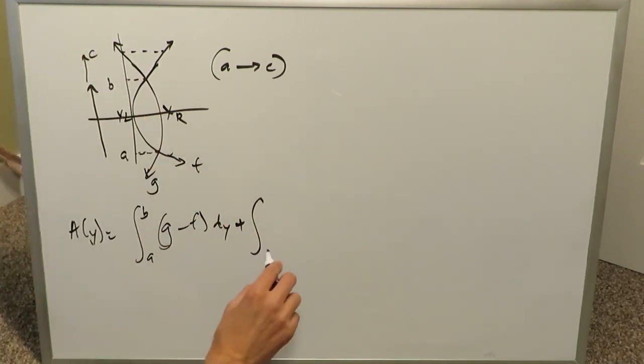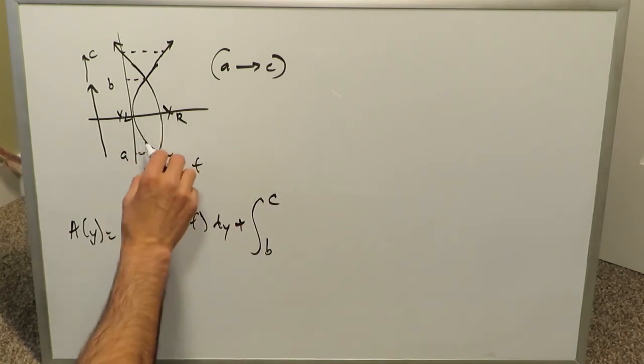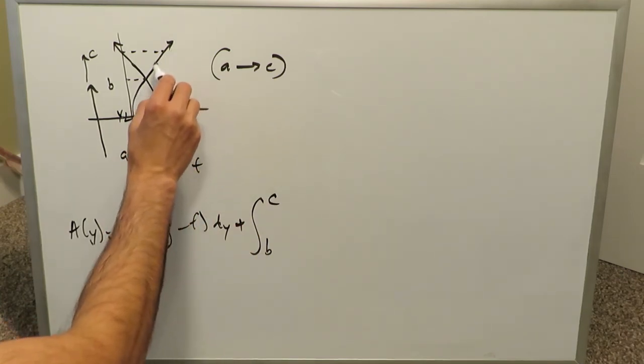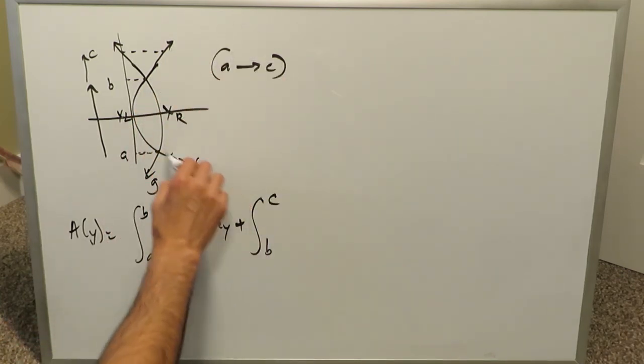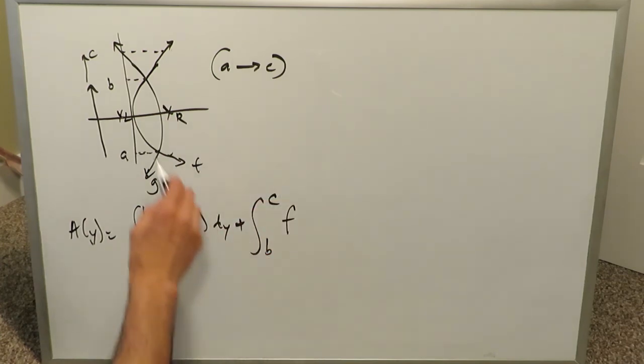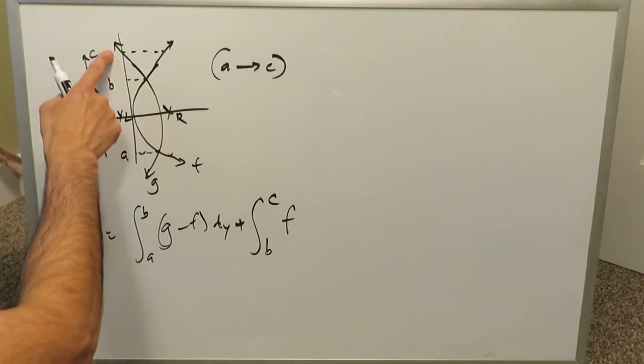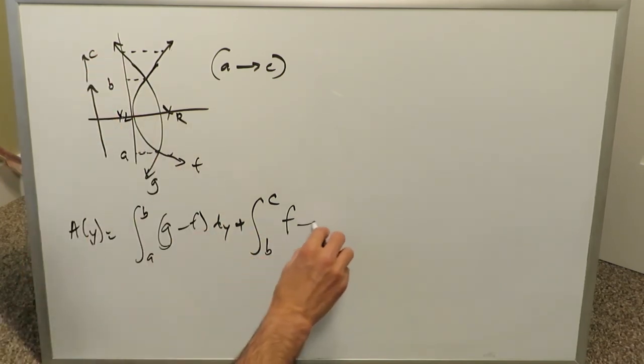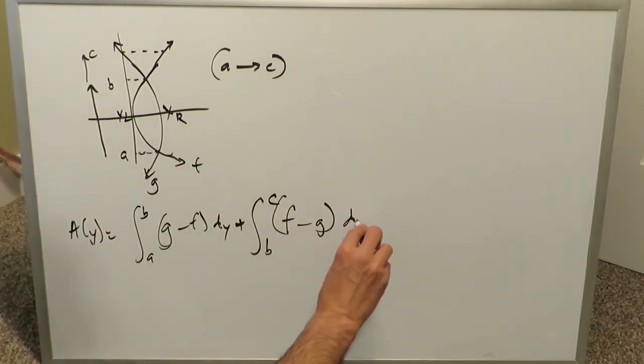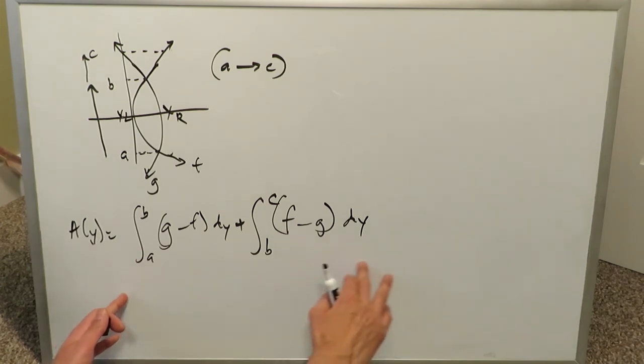From B to C you have now what was originally the left boundary curve has now become the right boundary curve, and that was your f function. Now the f function is your right boundary curve, and the g function has become the left boundary curve within the confines of that interval. And this is with respect to dy, and this is the entire integral setup.